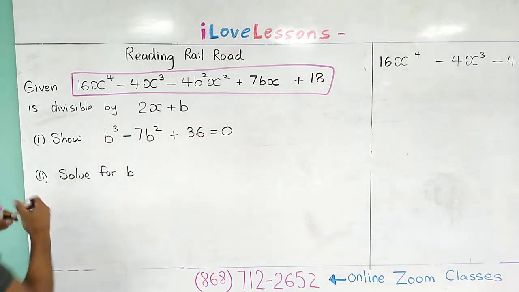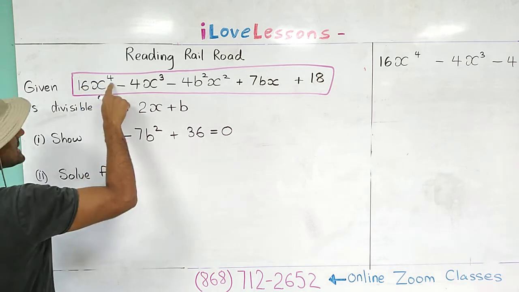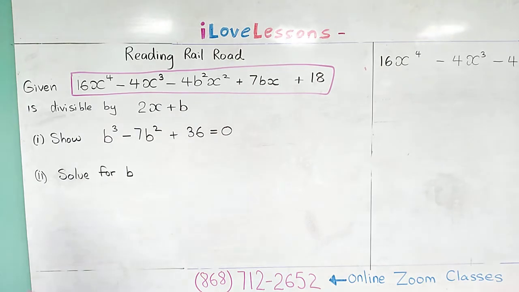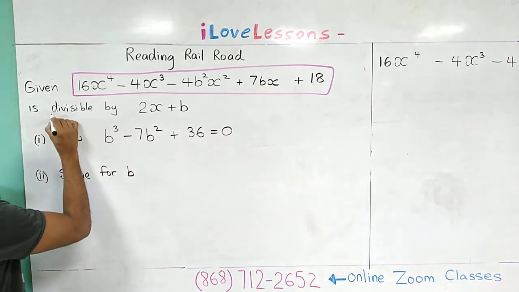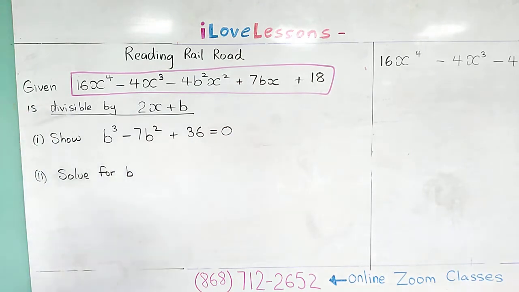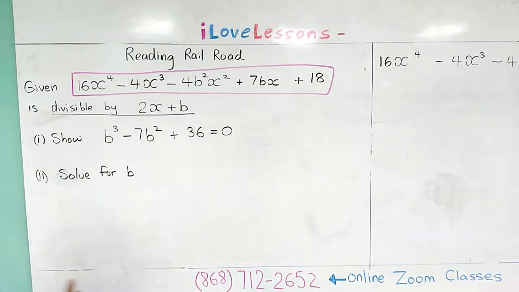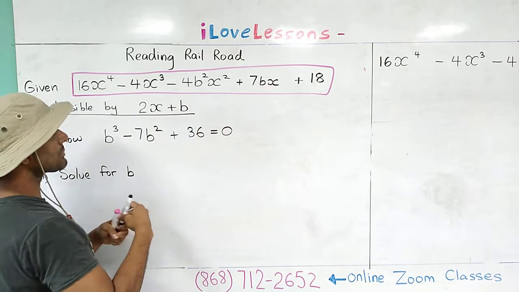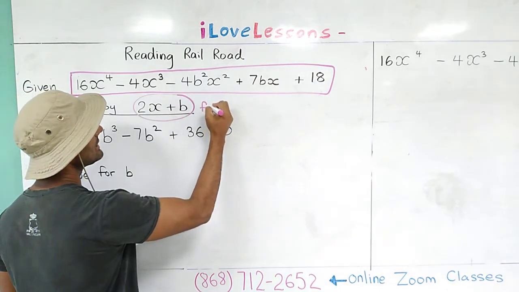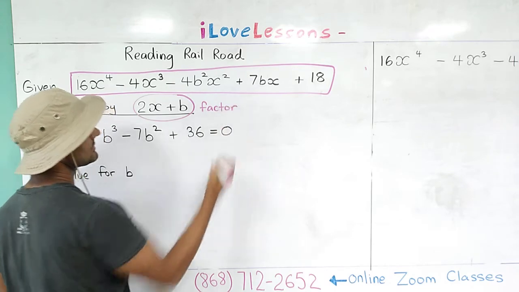So you have this crazy looking equation, and look at it. It's x to the power 4 and x to the power 3. And they told you that it's divisible by 2x plus b. That means 2x plus b over here is actually a factor.